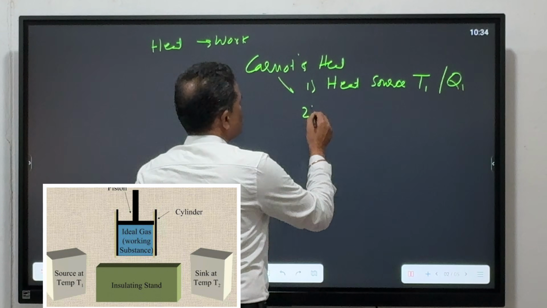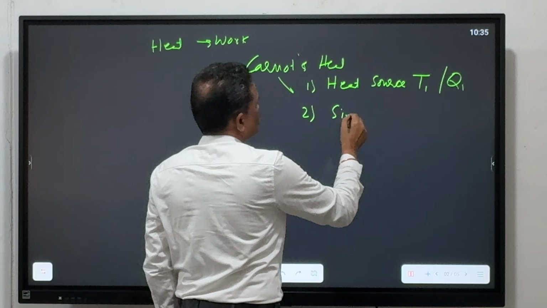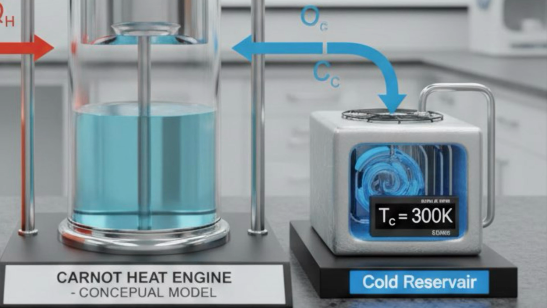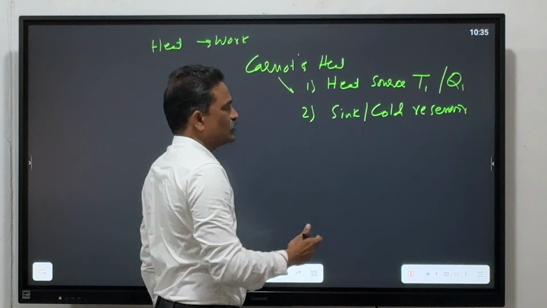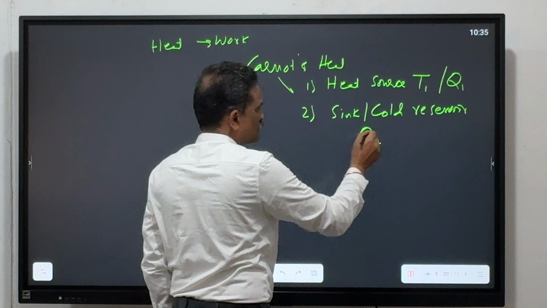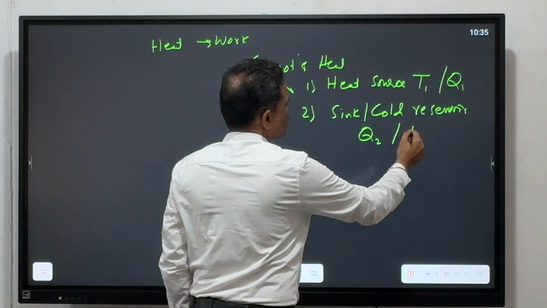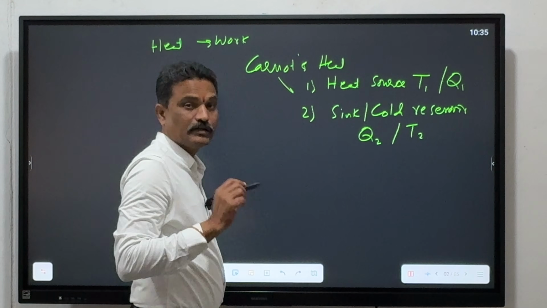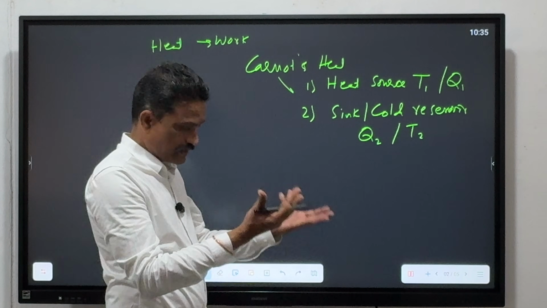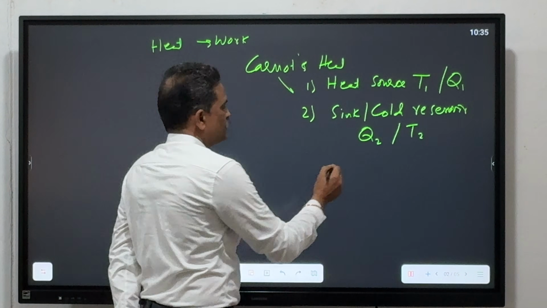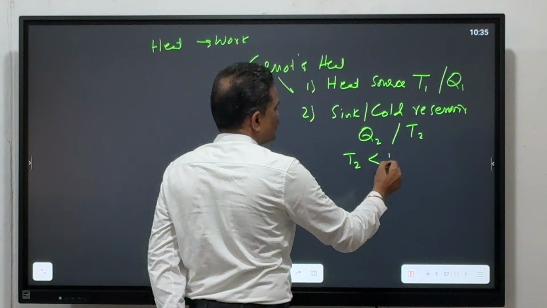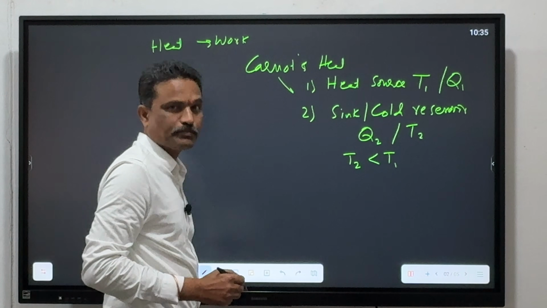The second one is the sink, also called the cold reservoir. It is a reservoir which takes heat. How much heat does it take? Q2, and its temperature remains constant, T2. It is an ideal reservoir, it takes heat all the time, and T2 is definitely less than T1. This is the second part.